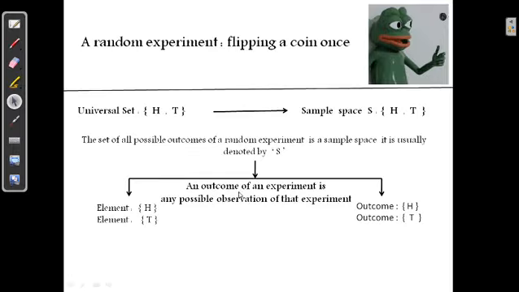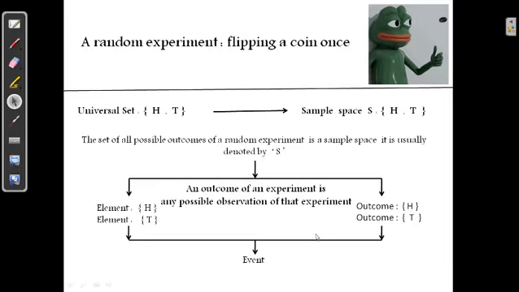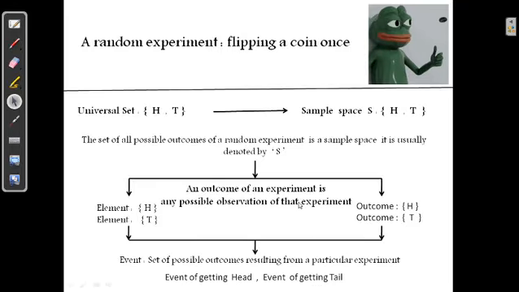So that is the outcome. Next, event. So what is the event? What happens when you are tossing a coin? You'll be telling you want to get a head or you want to get a tail. So that is an event. Getting a particular output is called an event. A set of possible outcomes resulting from a particular experiment, that is the event of getting a head or the event of getting a tail. So that is called an event.